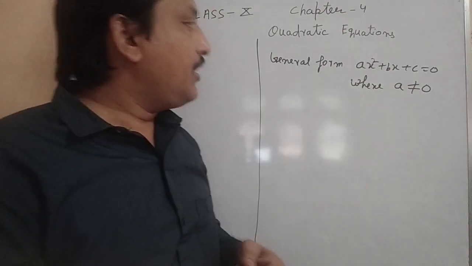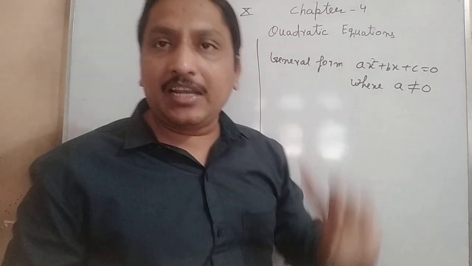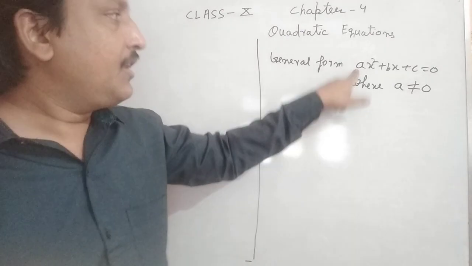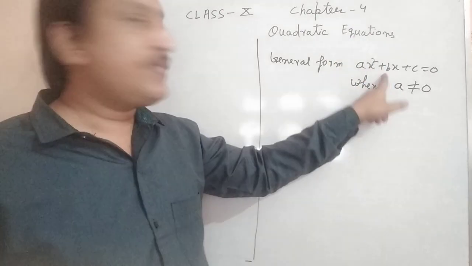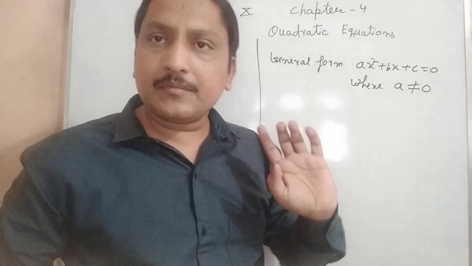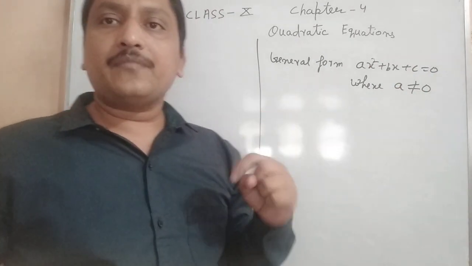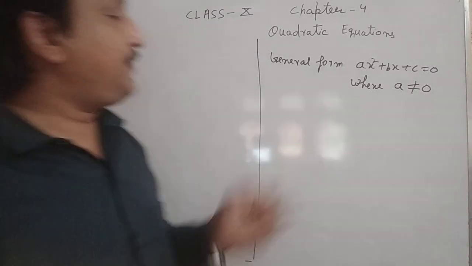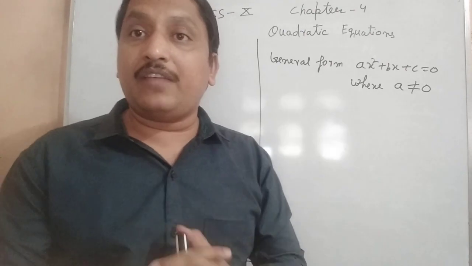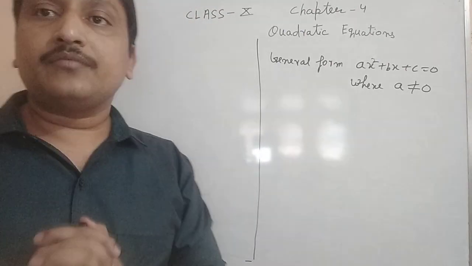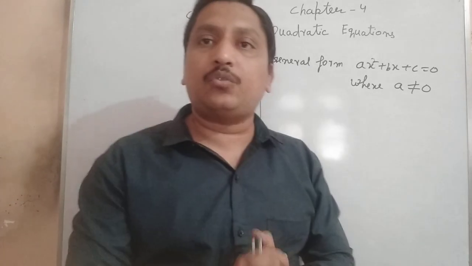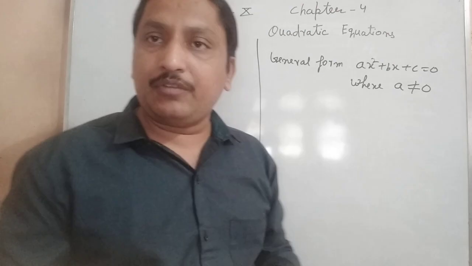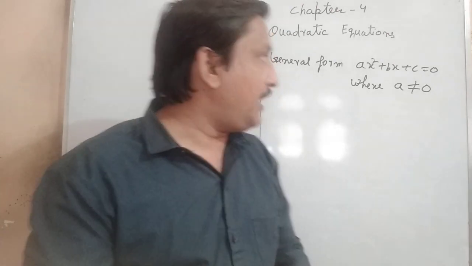Clear? Now what are a, b and c here in this equation? a is the coefficient of x square, b is the coefficient of x, and c is constant. So we have to check whether the given equation is quadratic or not. First we check if the given equation has a degree 2 or not. If it has a degree 2, it is quadratic. If it does not have degree 2, it is not quadratic.